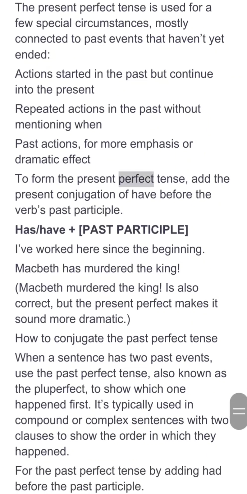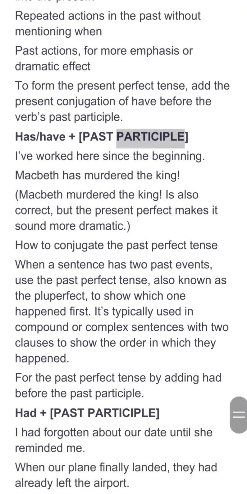To form the present perfect tense, add the present conjugation of have before the verb's past participle. Has or have, plus past participle. I've worked here since the beginning. Macbeth has murdered the king. Macbeth murdered the king is also correct, but the present perfect makes it sound more dramatic.